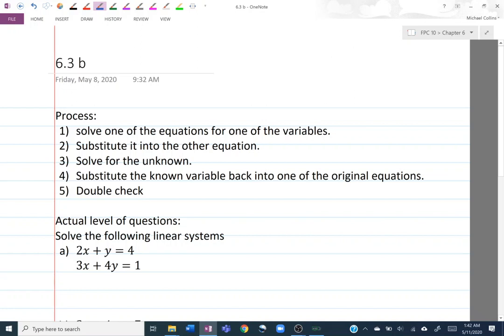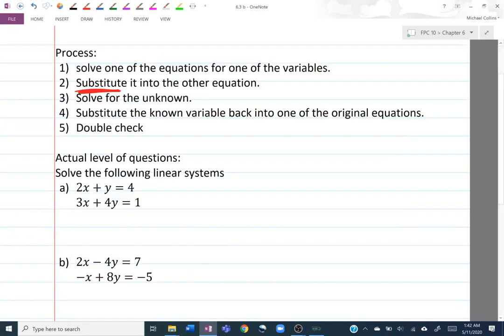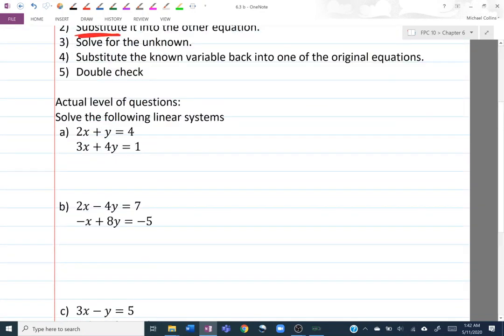So the process is, step 1, solve one of the equations for one of the variables. In all of the previous examples I did, that one was already done for you. Step 2, substitute it into the other equation, which is what we did. And notice how we've got that keyword here, substitute. Step 3, solve for the unknown. Step 4, substitute that back into the original equation. And step 5, you can do a double check. So 3, 4, and 5, we've already done those steps in all of the previous methods that we've gone over. So let's look at these.